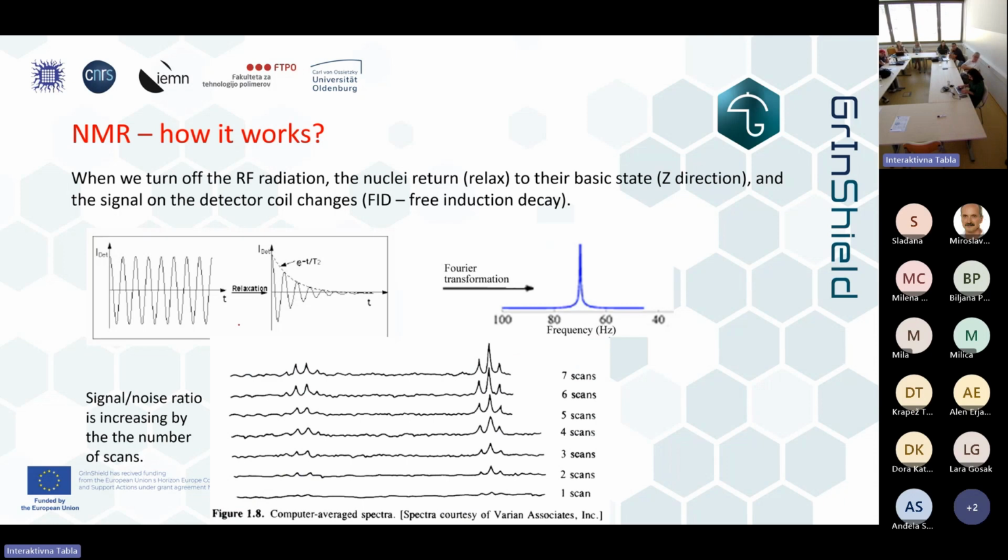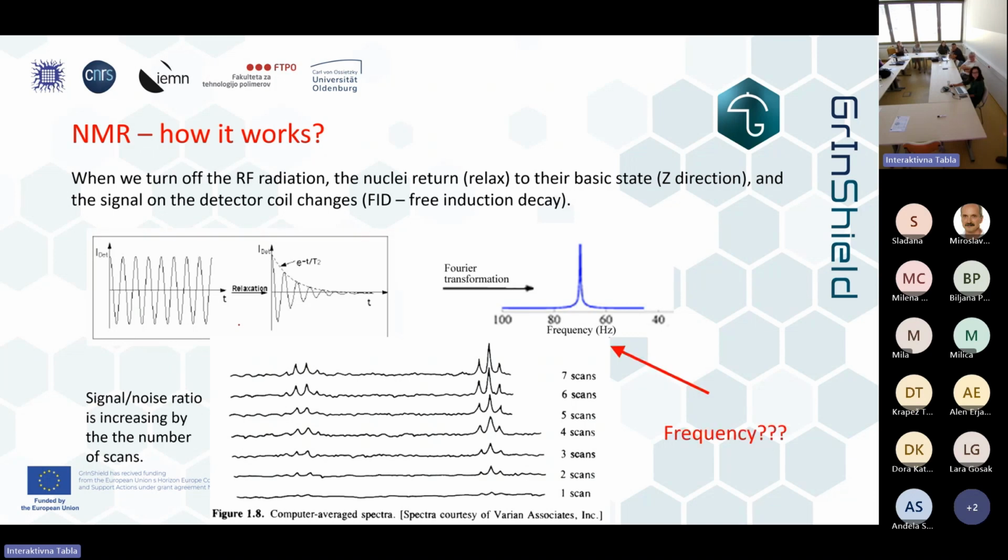And of course, if we do that once, we don't get anything because the spectrum is full of noise. So we have to collect many spectra to obtain a good signal to noise ratio. I said many, but that depends also on the nuclei that we measure. For example, if we measure proton, then maybe 20 is enough to make a spectrum. If we measure carbon, then we sometimes need thousands to get a good spectrum.